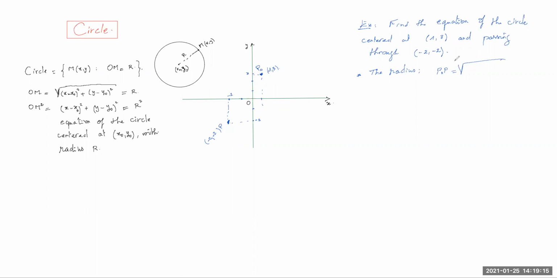It will be the square root of (-2 minus 1) squared plus (-2 minus 3) squared, which is the square root of 9 plus 25, which is 34. So the radius will be the square root of 34.